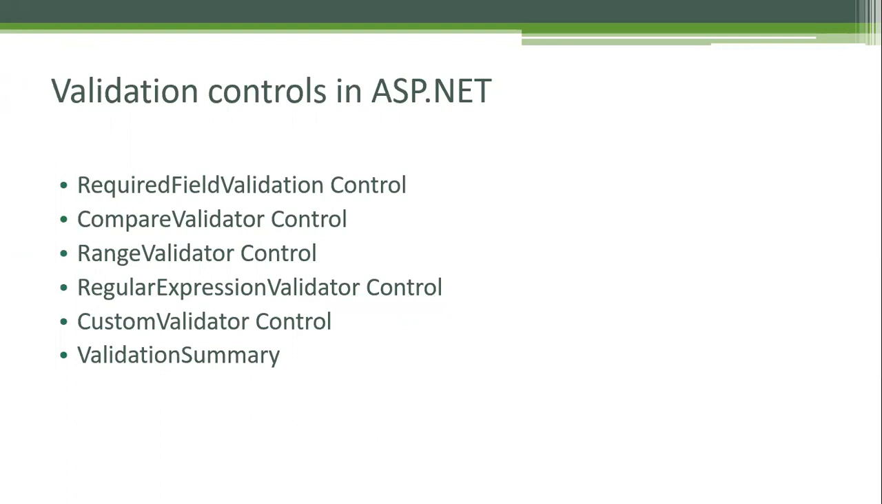Next, custom validator. If the above four validations do not meet our criteria or our logic, then we can write our own custom validator. Okay. The next, validation summary. Validation summary is not a validation control, but it is used to display a list of error messages.